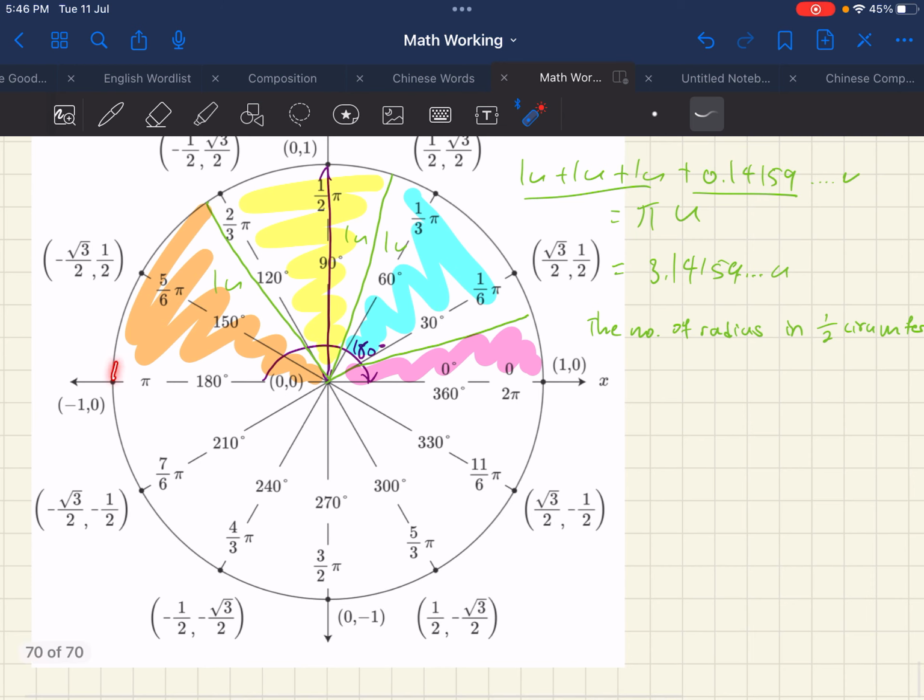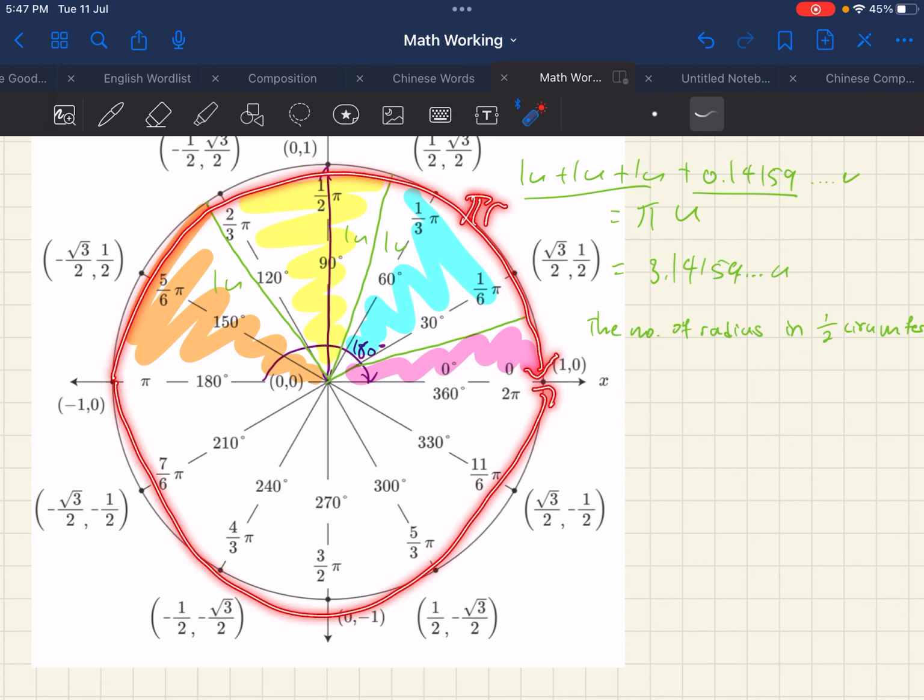So there is pi number of radius here. Yeah, there's pi number of radius here. Then there's another pi number of radius. Remember, these are the same thing. You can explain it using the same concept. So there's another pi number of radius. So total, how many pi's are there? There's 1 pi and there's 2 pi's. So there are 2 pi's radius.